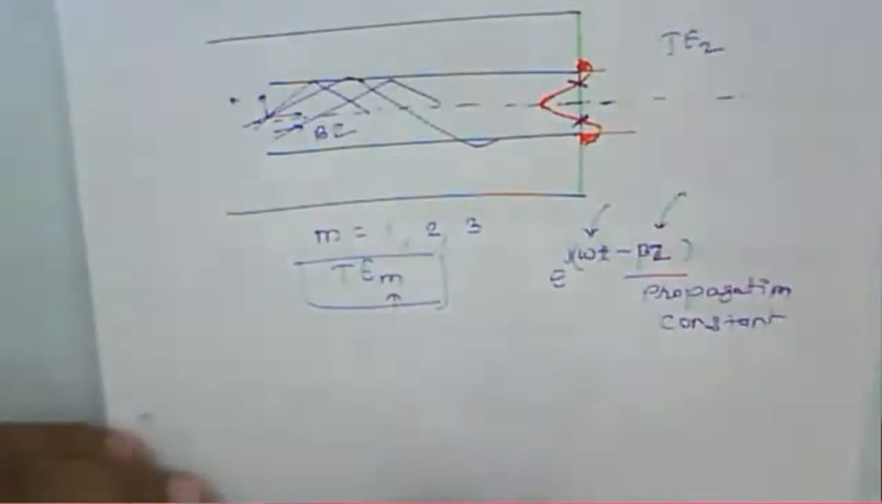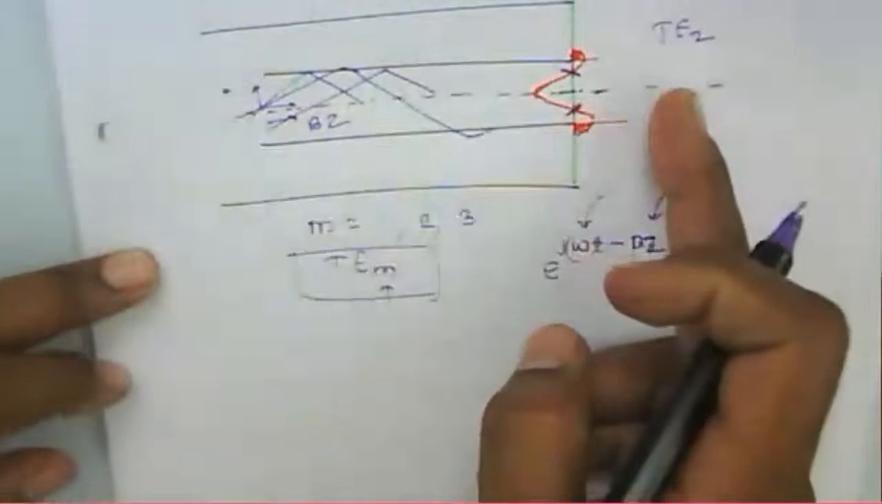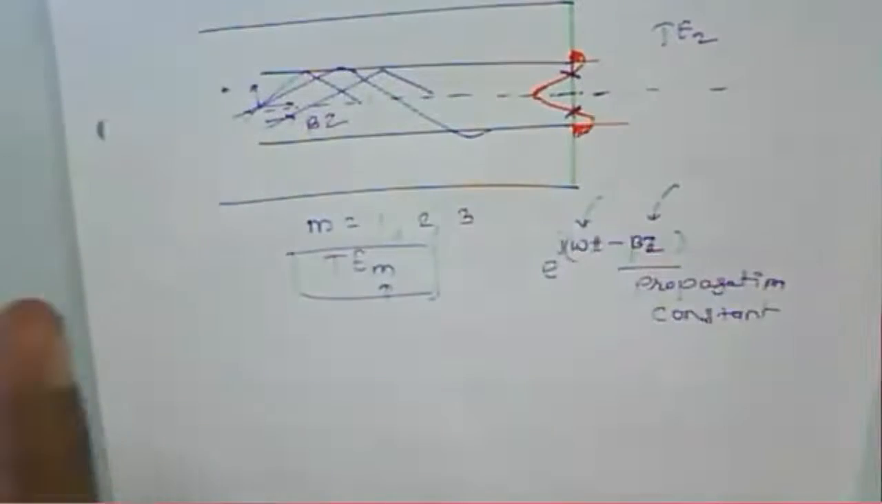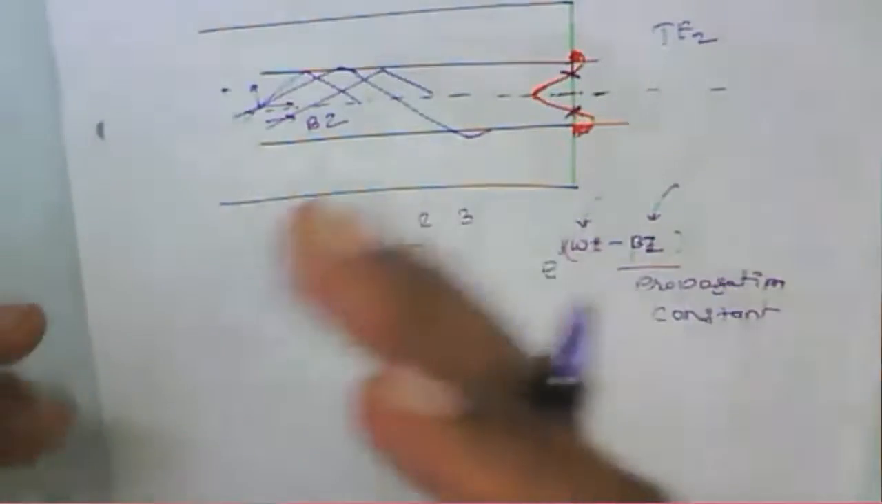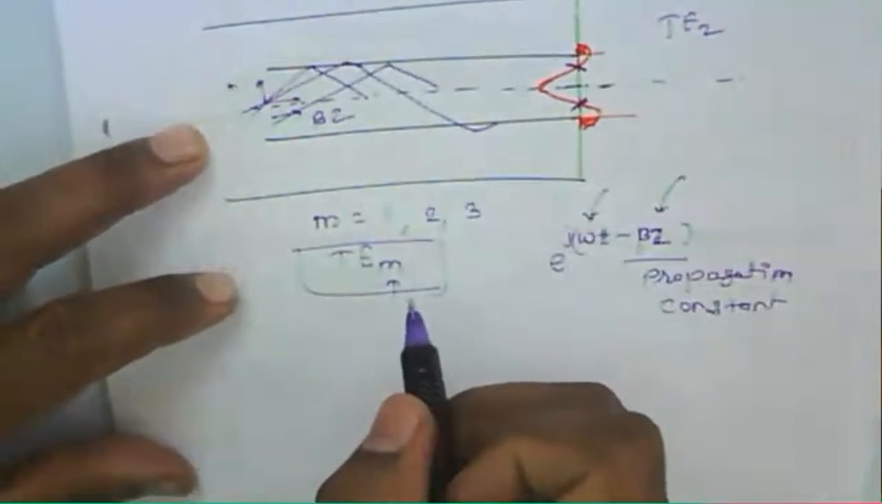But some of the rays have similar frequency, with only small variation in the frequencies, and they are propagating. Those rays form a group, and they propagate with a velocity, and that velocity is called the group velocity.